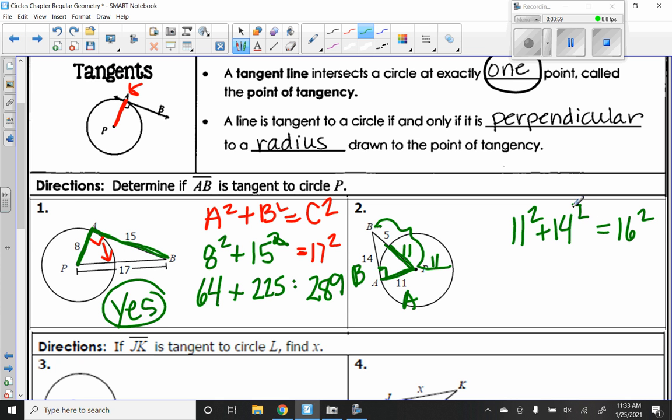And these are not going to be equal. So this is 121. 14 squared is 196. Plus, these add up to be 317. And 16 squared is 256. So this is not tangent because these are not equal. So no. There's a yes example and there's a no example.